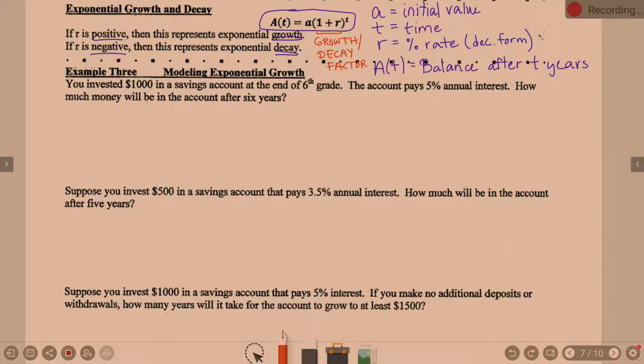You ready to try example 3? You invested $1,000 in a savings account at the end of 6th grade. The account pays 5% annual interest. How much money will be in the account after 6 years?